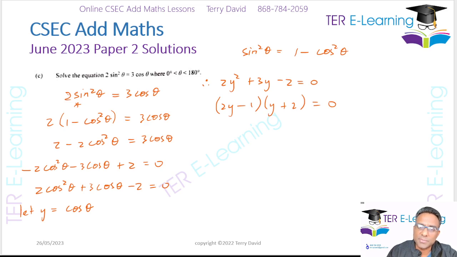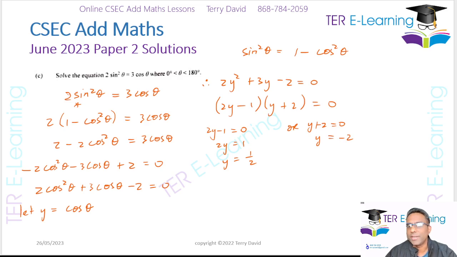So you have two possibilities here. Either we say 2y minus 1 is equal to 0, 2y is equal to 1, y is equal to a half. Or we can say that y plus 2 is equal to 0. Therefore, y is equal to minus 2. But remember, I made a substitution here. So cos theta is equal to a half. On the other side, we're going to say cos theta is equal to -2.